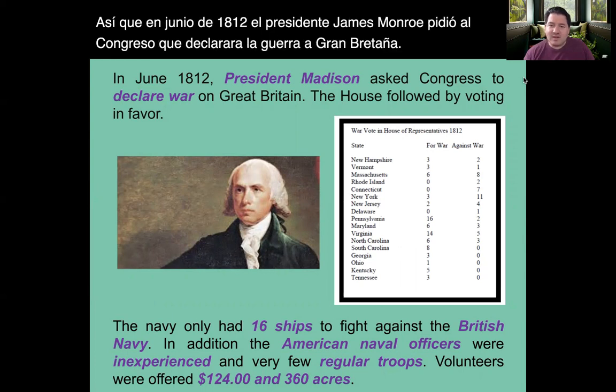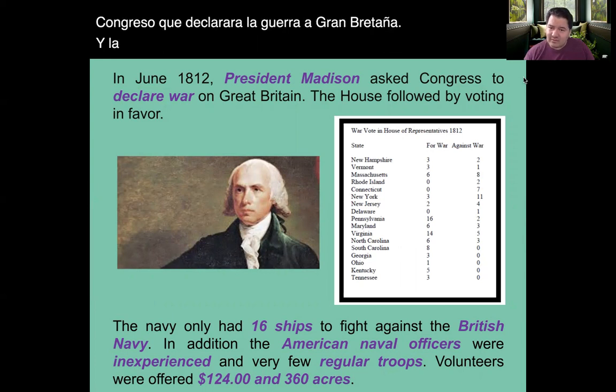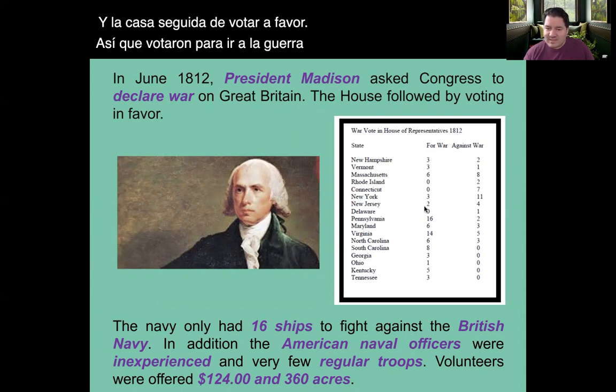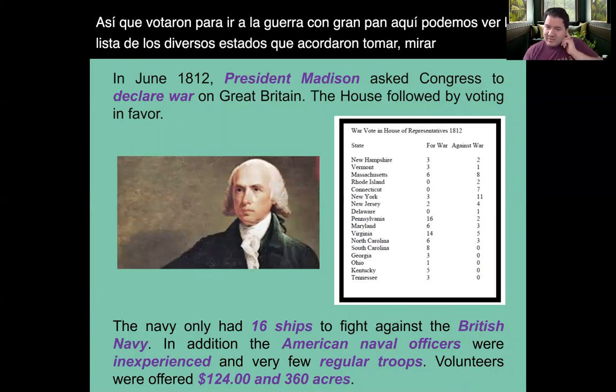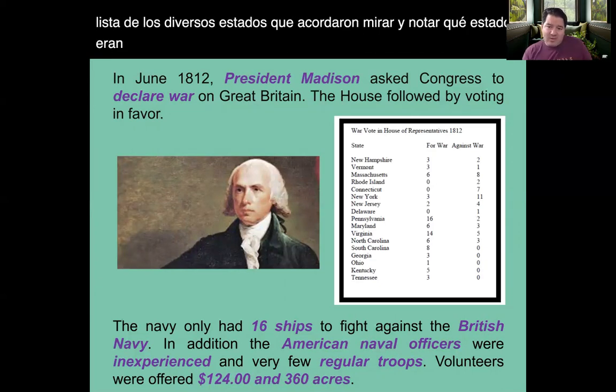So in June 1812, President James Madison asked Congress to declare war on Great Britain, and the House followed by voting in favor. So they voted to go to war with Great Britain. Here we can see the list of the various states that agreed. Take a look and notice which states were the most in favor of going into war.